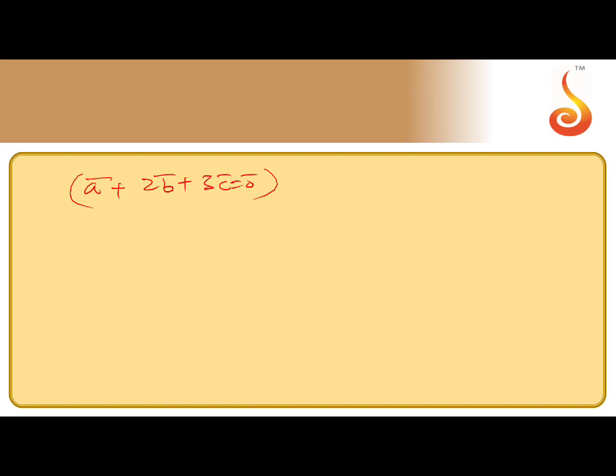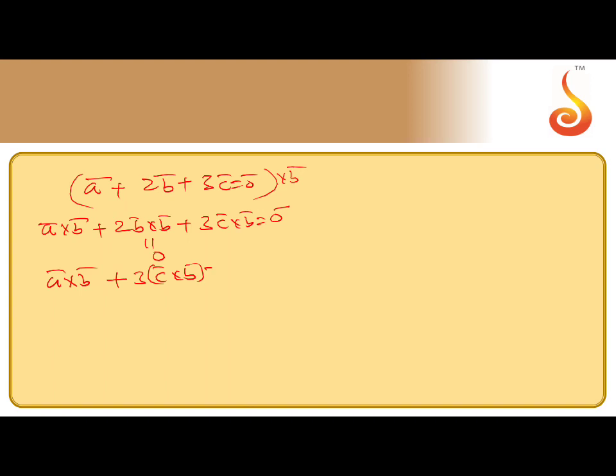So what I will do is first take the cross product with B bar on both sides. That gives A cross B plus 2 into B cross B plus 3 into C cross B equal to 0 bar only. B cross B is 0, so we can keep A cross B as it is. This is 0 plus 3 into C cross B equal to 0. So A cross B equal to minus of 3 into C cross B. In the vector product, if you interchange the vectors, the minus becomes plus. That means 3 into B cross C. That is the value of A cross B here.